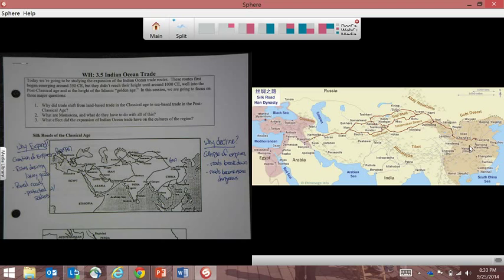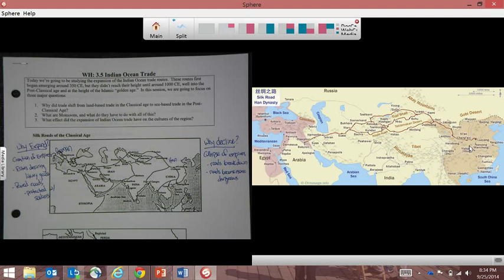So why would they do that? Why would they put themselves through this danger of engaging in this trade? And the answer comes down to the fact that people back then weren't that different from people nowadays. They wanted to make a profit. It's all about the Benjamins.